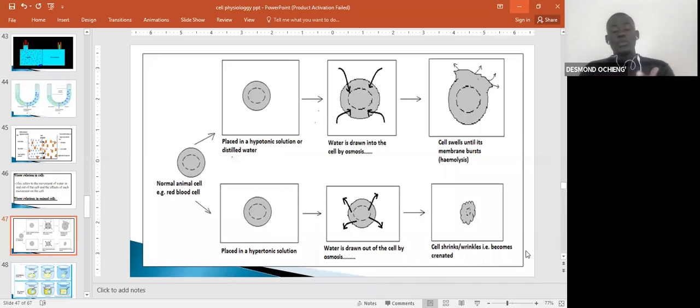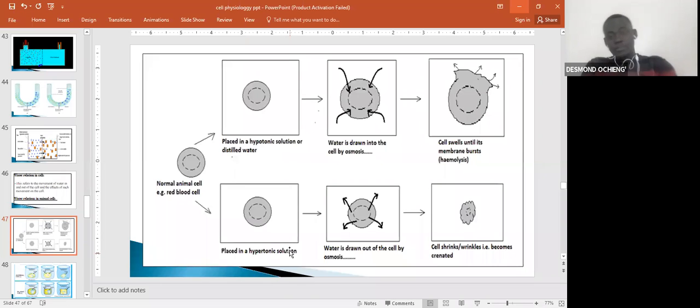There are very many solutes contained in the vacuoles of the animal cell. I want to make it simple by comparing what would happen if an animal cell is placed in a hypotonic solution or distilled water. This diagram here is a plant cell. This is an animal cell placed in a hypotonic solution or distilled water. Then here, this is an animal cell placed in a hypertonic solution, which is a concentrated solution.